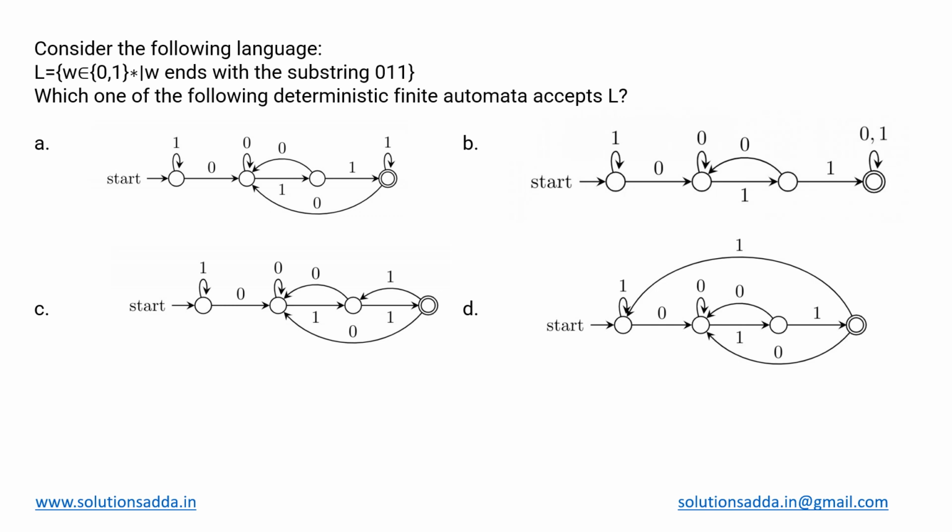SET-1 question based upon DFA. We have been given this particular language L, where w belongs to {0,1}*. This is actually the closure of {0,1}, such that w ends with the substring 011. So we can map this particular language with this regular expression (0+1)* followed by 011.